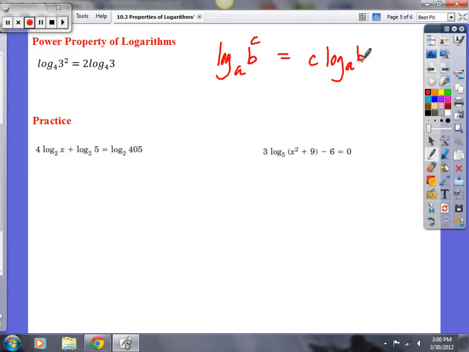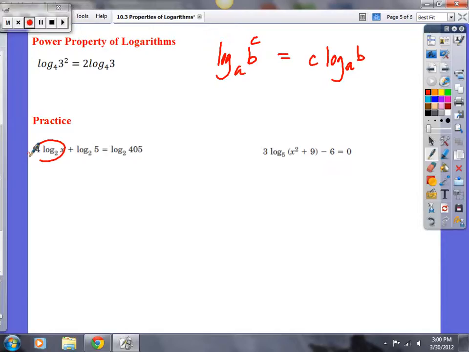So let's do the 2 practice problems. Let's look at the first one. 4 times the log in base 2 of x plus log in base 2 of 5 equals log in base 2 of 405. What's nice is they're all log in base 2. So let's see if we can use this new power property, and hopefully you see right here you can play around with it a little bit.